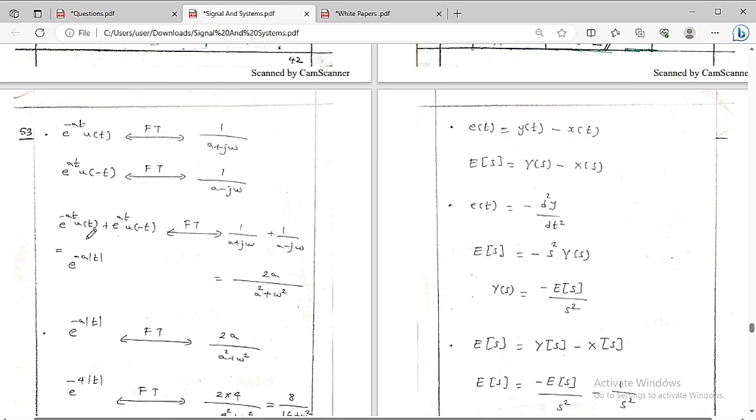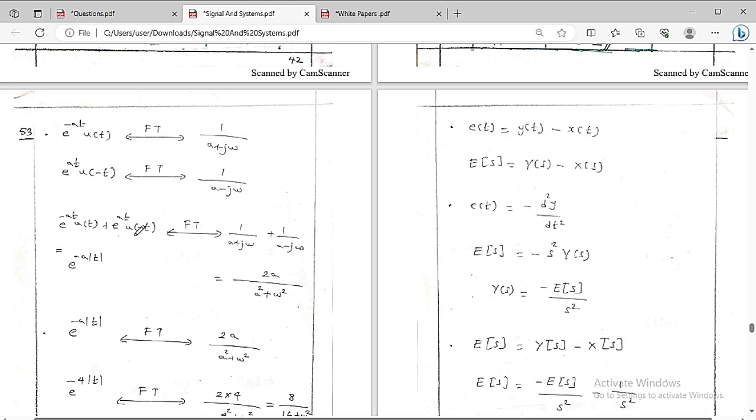E to the power of minus at into u of t plus e to the power of at into u of minus t, what is the Fourier transform? Do the addition of these two things: 1 by a plus j omega plus 1 by a minus j omega. So do the LCM. The LCM is a plus j omega into a minus j omega. It is nothing but a square minus j omega whole square, which is a square plus omega square. In the numerator, a minus j omega plus a plus j omega, the j omega cancels. We get 2a by a square plus omega square.